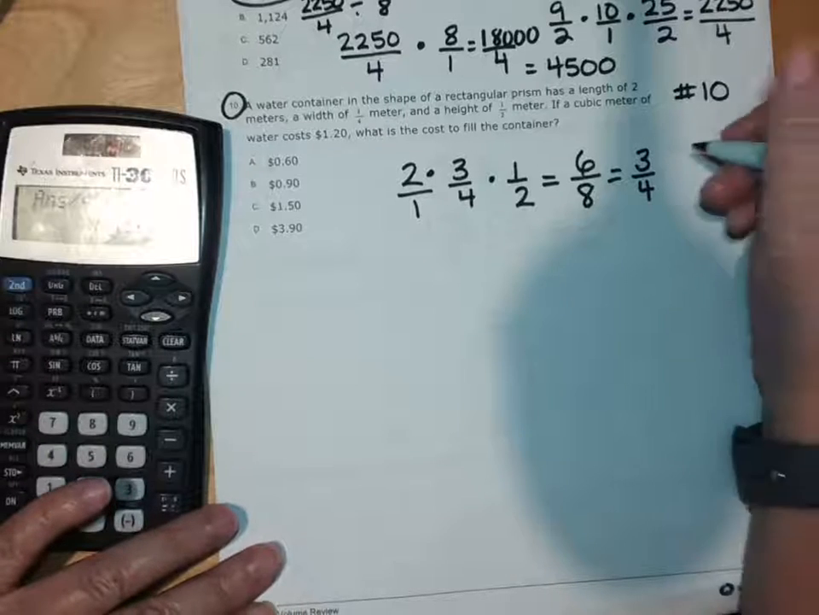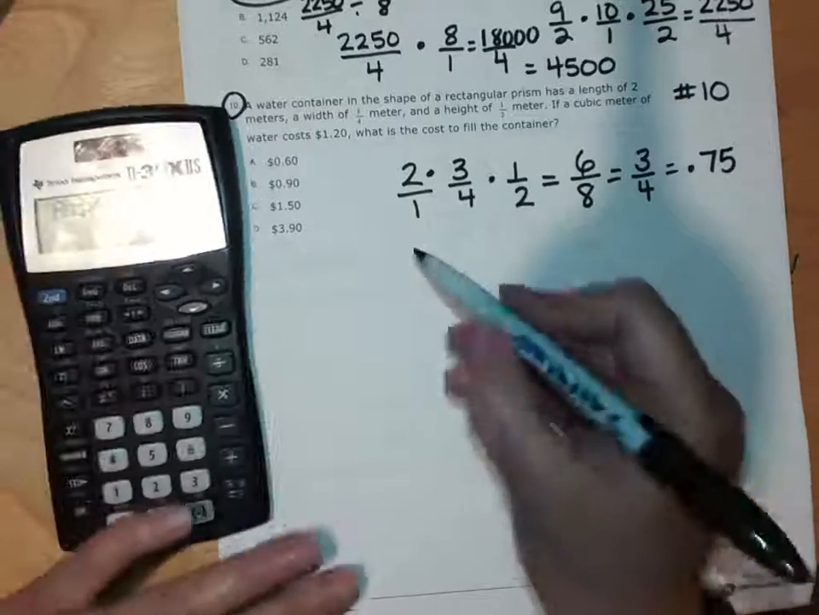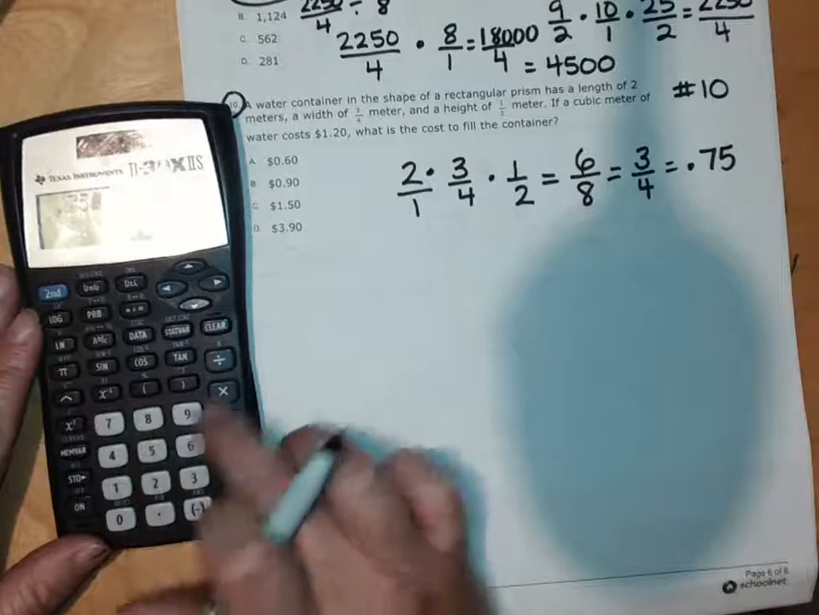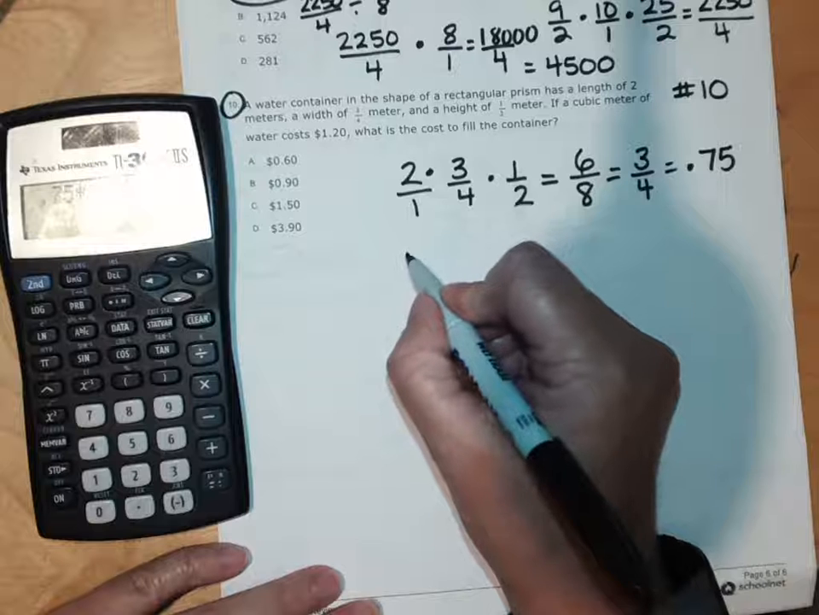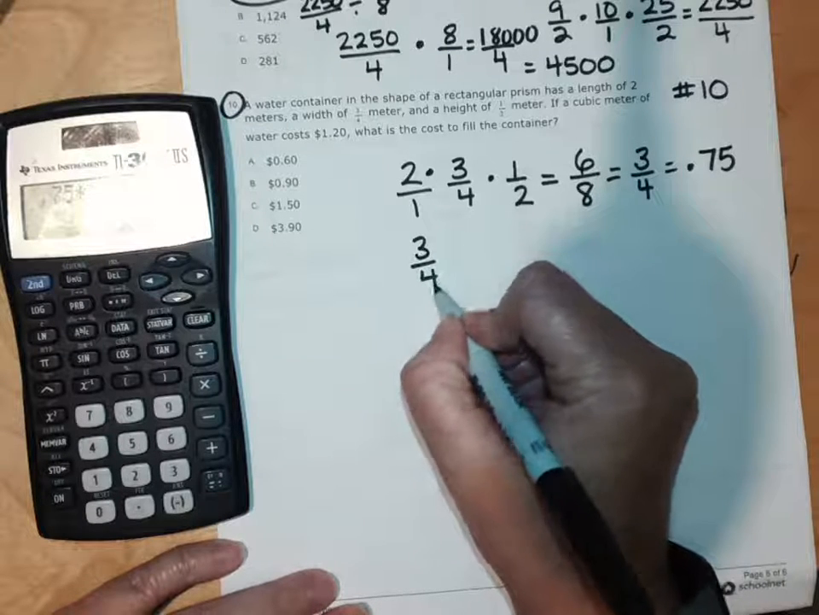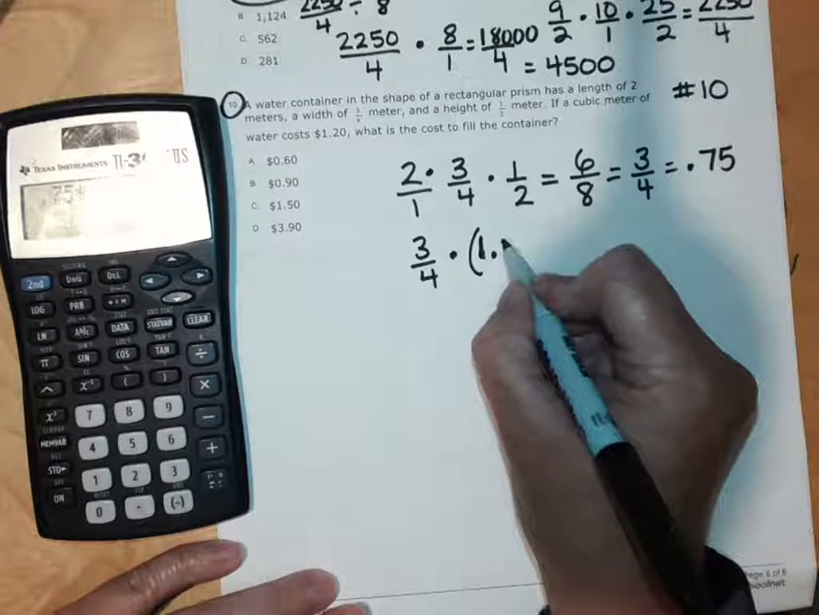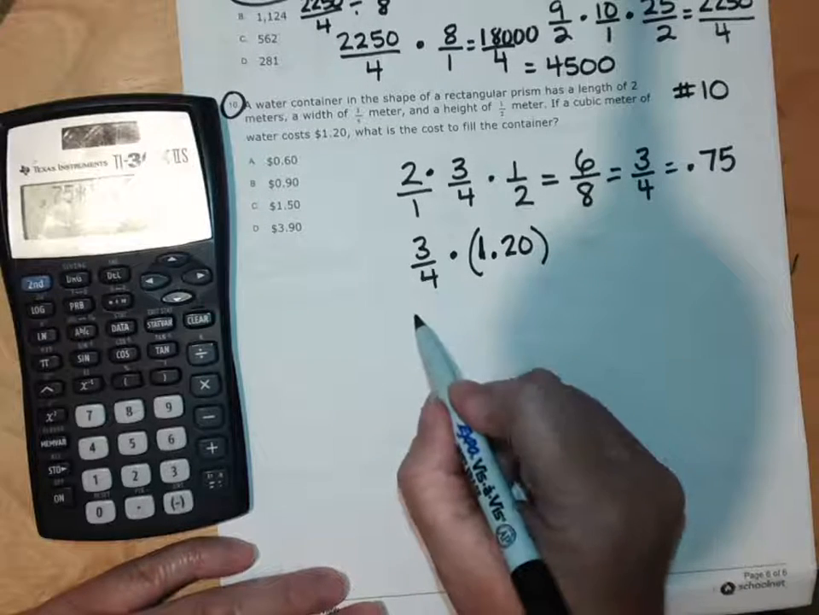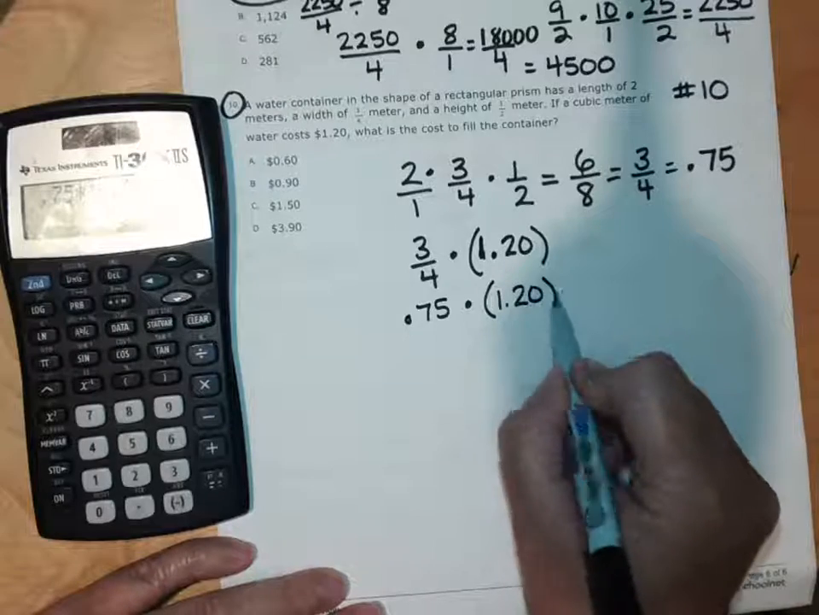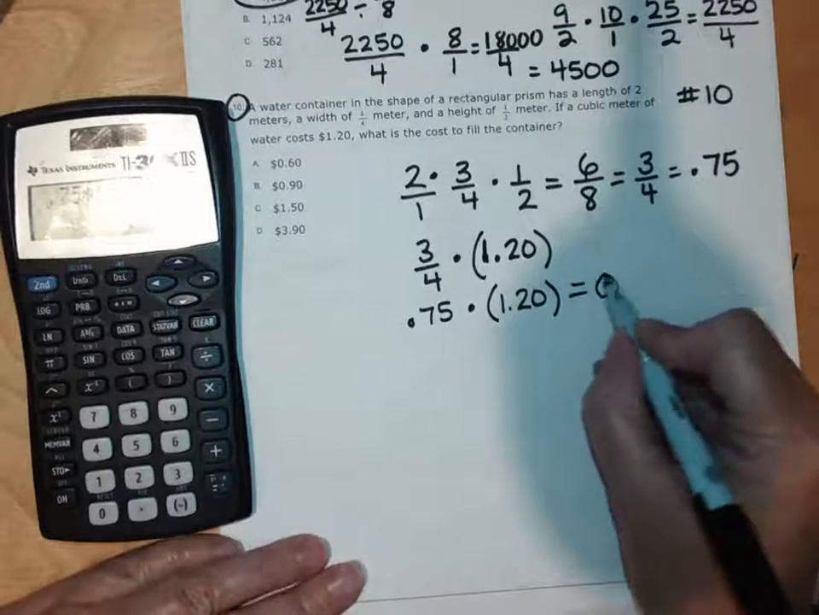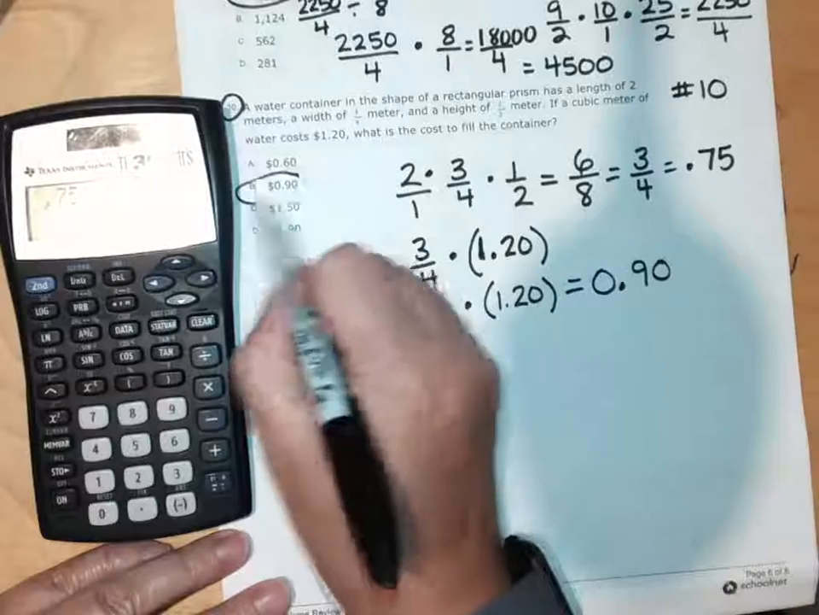You might know that 3/4 is also equal to like the decimal of 75/100. But then we want to multiply that by the $1.20. So you could either put it in your fraction, put it in your calculator as 3/4 times $1.20, or I did 75/100 times $1.20. And when you do that, you get 9/10, which in money is going to be 90 cents, which is B.